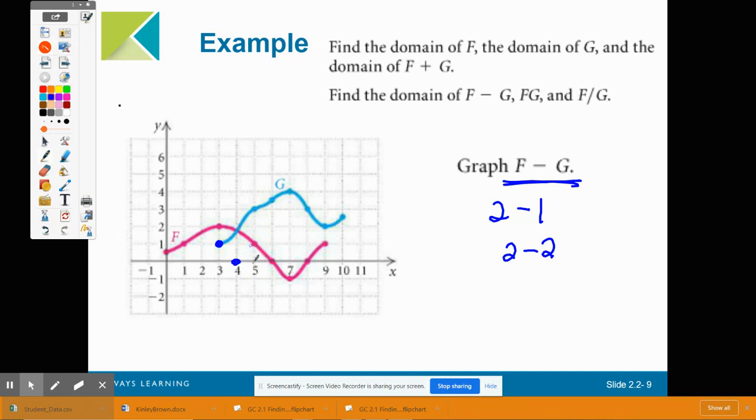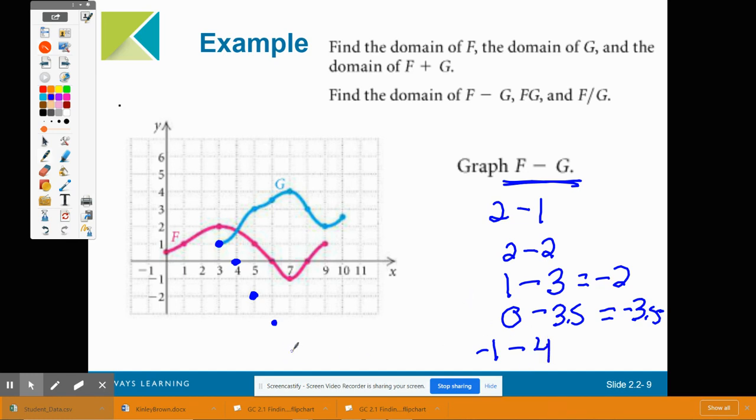On this line right where the 5 is, pink is at 1, minus blue is at 3. 1 minus 3 is negative 2. So on this line, we're going down to negative 2. Let's go to the 6th line. Pink is 0, minus G looks like 3.5. 0 minus 3.5 is negative 3.5. Should be right about here. On the next line, pink is negative 1, minus 4, would be negative 5, which would be way down here.